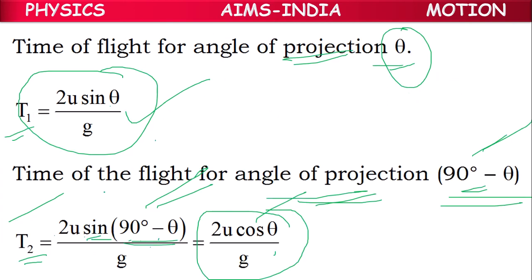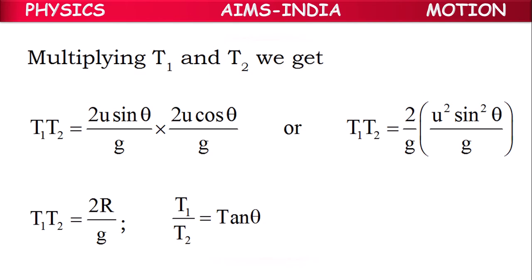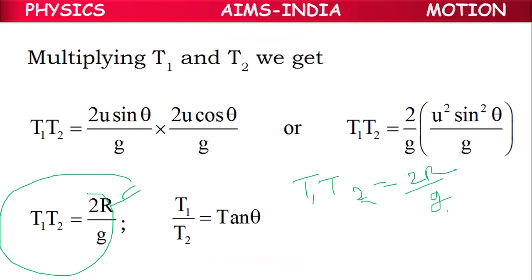If we divide T1 by T2, 2u by g gets cancelled, sin theta by cos theta will remain, which is equal to tan theta. Okay, children, that is the relation. When the ranges are same for two projectiles, the relation between their times of flights and range is T1 T2 equal to 2R by g. The relation between times of flights is T1 by T2 equal to tan theta.